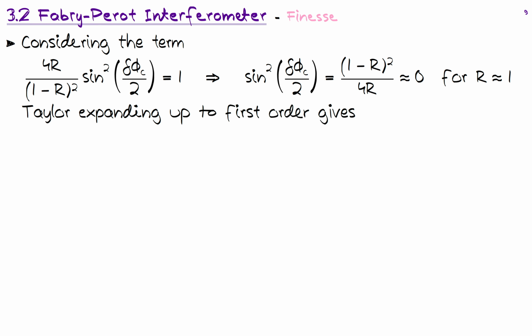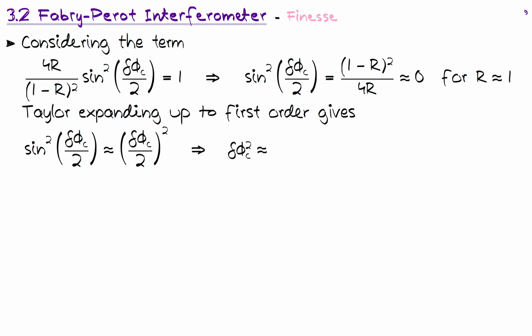And now we can Taylor expand up to the first order. What we get out is that we can write the sine squared term differently. I think we all know at this stage that the Taylor expansion up to the first order is essentially just the argument of the sine squared. So that's what we get out. And now we can simplify the math. We can calculate delta phi c squared, which is approximately (1 minus r squared) divided by r. That can be written as more or less plus minus (1 minus r) divided by the square root of r. So basically we take out the square from here.